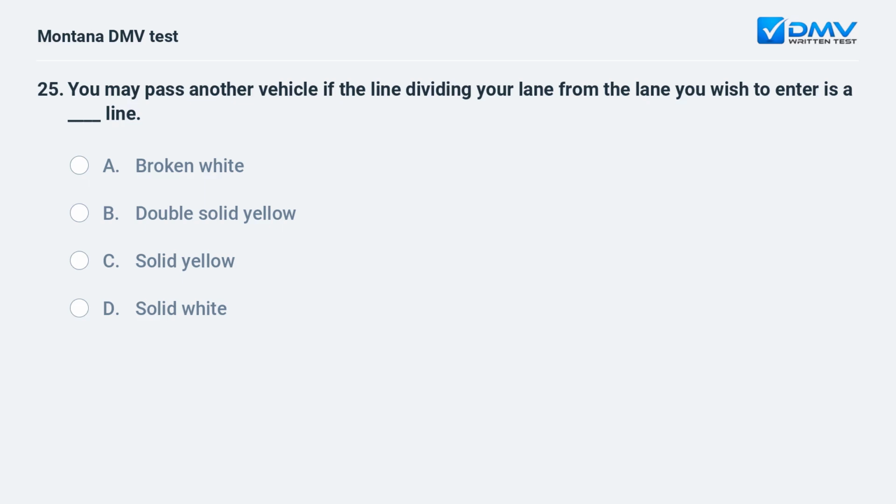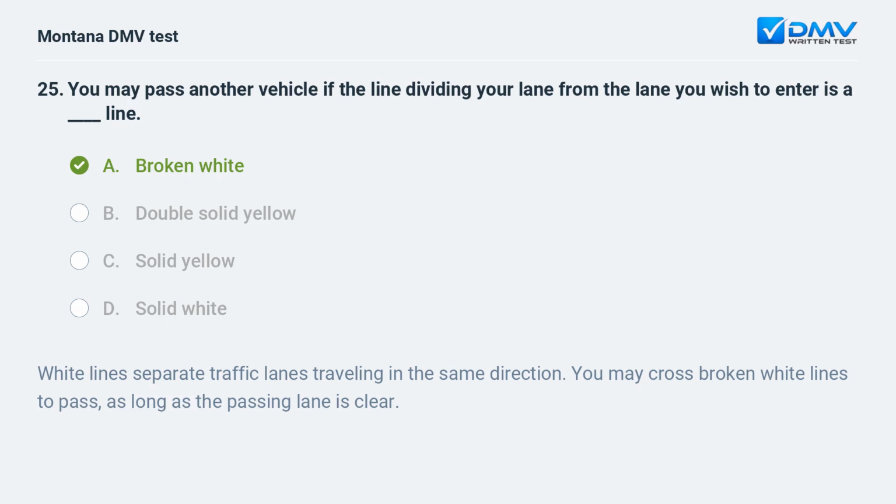You may pass another vehicle if the line dividing your lane from the lane you wish to enter is a ___ line. A. Broken white. B. Double solid yellow. C. Solid yellow. D. Solid white.